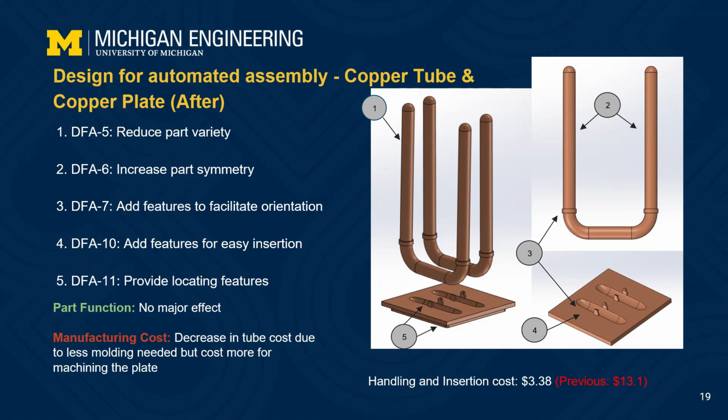The improvement resulted in a cost reduction from $13 to $3.3, a 74% reduction. The change had no effect on part function, but would impact manufacturing costs due to decrease in copper tube cost and increased cost for machining the copper plate.